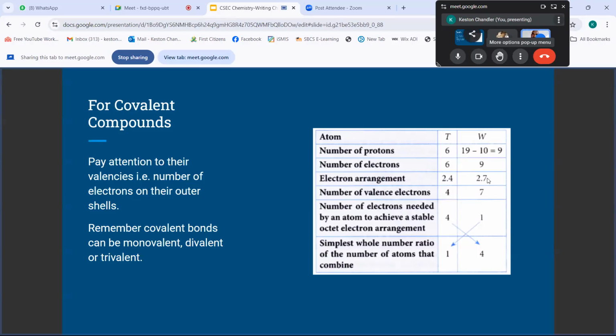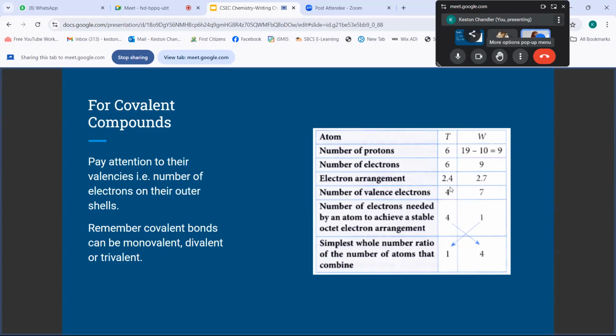Which would probably be fluorine. Fluorine is 17. So this is probably lithium. Sorry, maybe fluorine. Fluorine is 9. I'll have more in the textbook here.